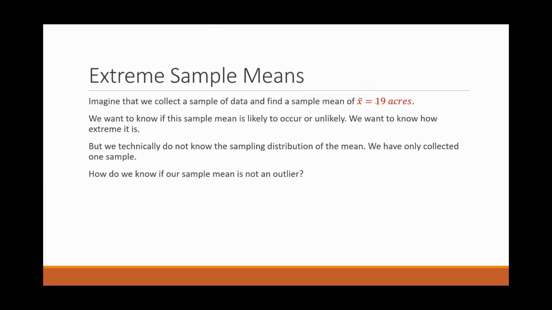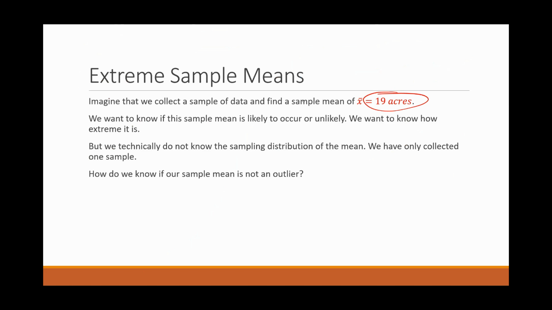Okay. All right, so here I just want to make a few points clear. Extreme sample means. Imagine instead that we collect a sample of data and we find a sample mean of 19 acres. We want to know if this sample mean is likely or unlikely to occur. That is, we might want to know how extreme it is.